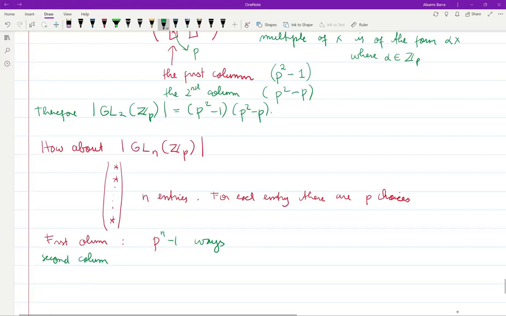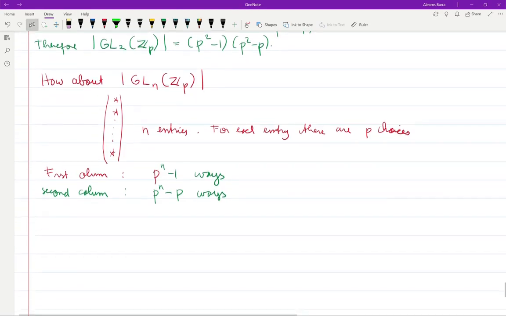How about the second column? Like what we did before, we are not allowed to choose multiples of the first column. Since there are p types of scalar, namely from 0 to p minus 1, there are p multiples of the first column. Therefore, if we avoid all multiples of the first column, we can choose p to the n minus p ways.